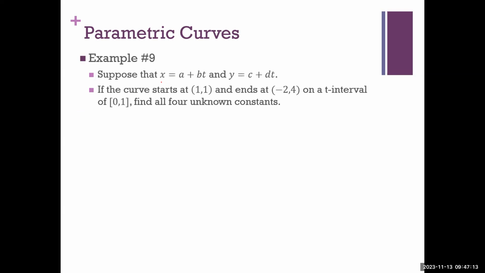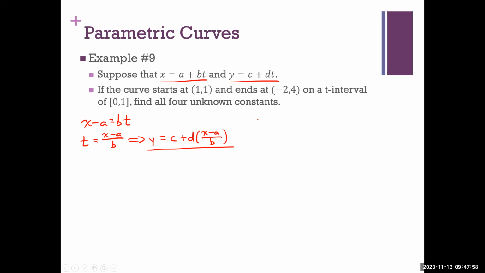Okay, so which one of these things do you want to solve for t in? Okay, so that gives us x minus a equals bt, and t equals x minus a over b. And then if I plug that into y, I should get y equals c plus d times x minus a over b. We agree with that?